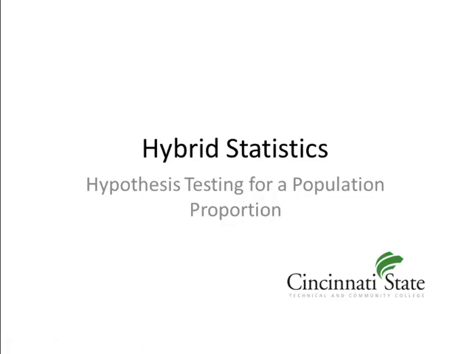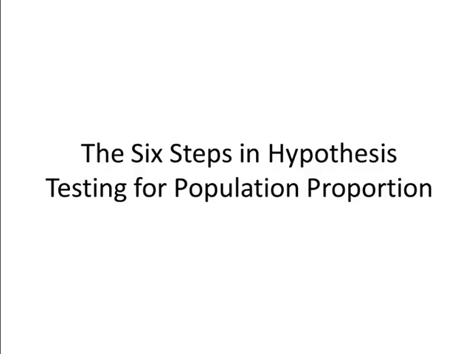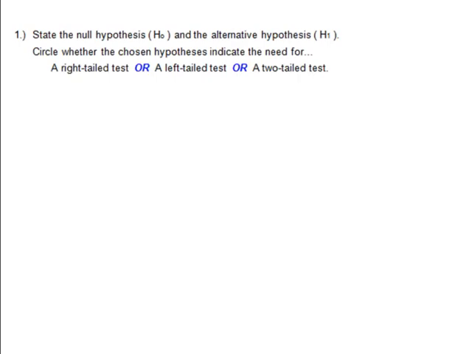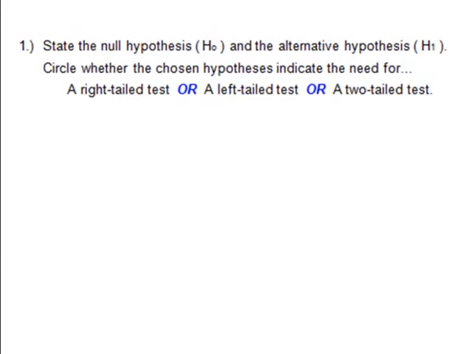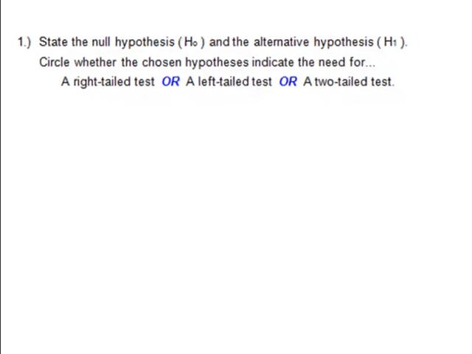Hypothesis testing for a population proportion. In this video, we're going to look at the 6 steps that are used in hypothesis testing for a population proportion. First thing we want to do is state the null hypothesis, denoted H sub 0, and the alternative hypothesis, which is denoted H sub 1, and sometimes it's denoted H sub A. We choose whether the hypotheses indicate a need for a right-tailed test, or a left-tailed test, or a two-tailed test.